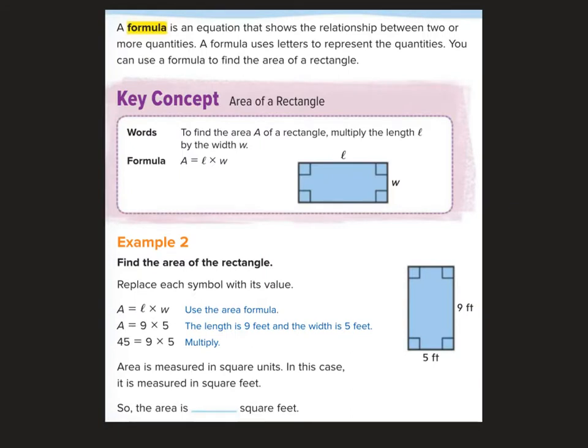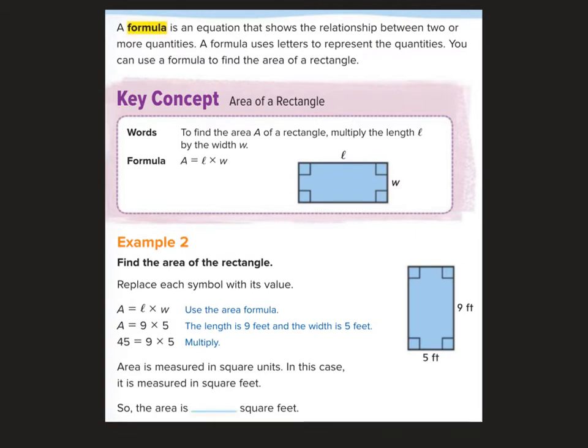A formula. Ooh, I love formulas. A formula is an equation that shows the relationship between two or more quantities. Quantity is just a fancy word for amounts or numbers. A formula uses letters to represent the quantities. You can use a formula to find the area of a rectangle.